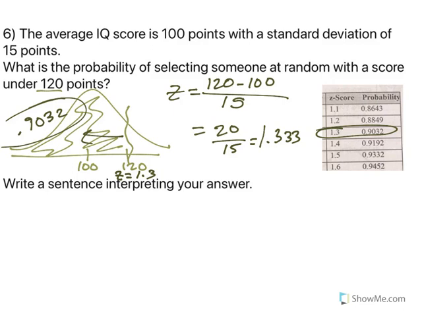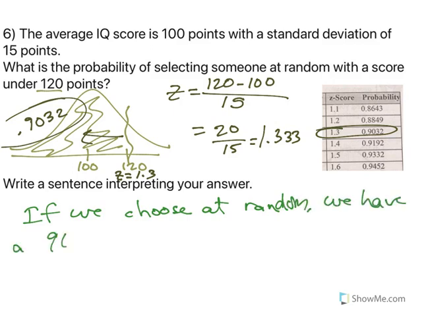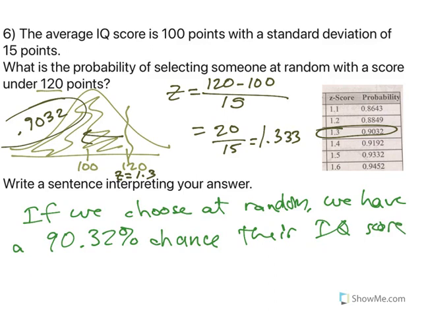So interpret that. Write a sentence. If we choose someone at random, we have a 90.32% chance their IQ score is less than 120. That's what that means. And that is playing with z-scores, probability, and all the fun.